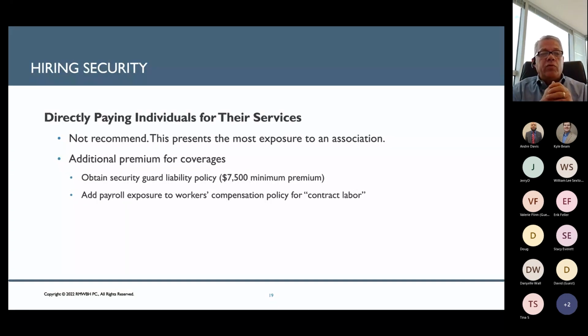A lot of associations say, well, we'll just hire our own lifeguards. We believe that presents the most exposure to an association, and not only in the fact that you can't transfer risk, but you bring up issues like paying taxes for those employees and having to have workers' compensation insurance for those employees. Associations come to us a lot and say, well, we're going to hire this person and he's going to be a handyman, and we're going to say he's an independent contractor.